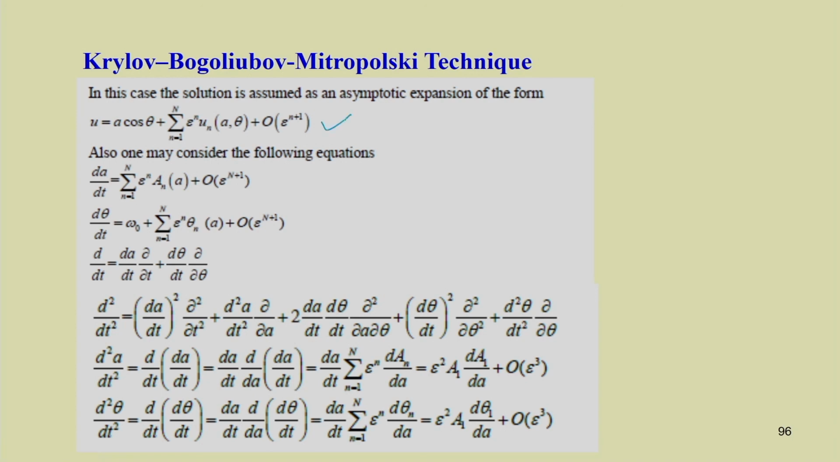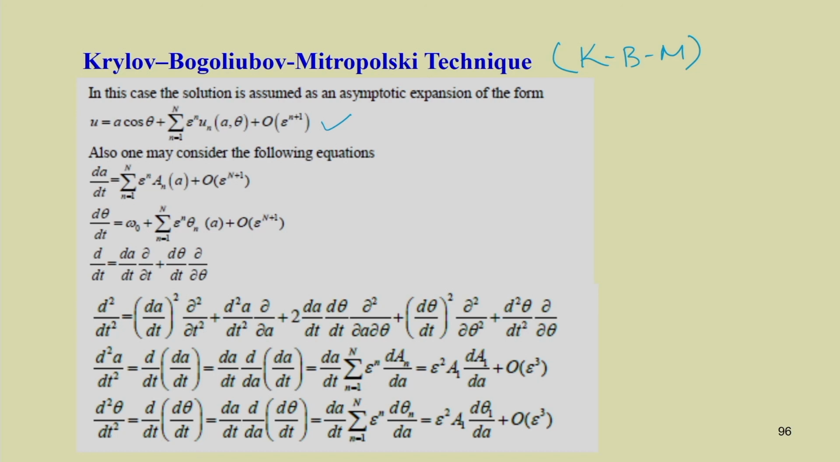So, in this method of Krylov, Bogoliubov, Mitropolsky, or conveniently known as the KBM method or KBM technique, we can assume u to be equal to a cos theta plus summation n equal to 1 to n epsilon n u n. So, u n is a function of a and theta.